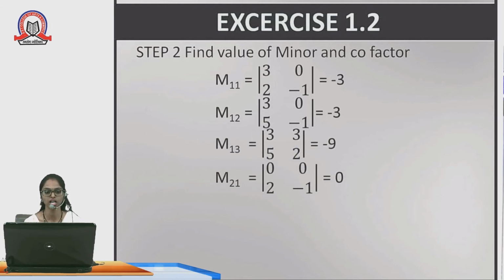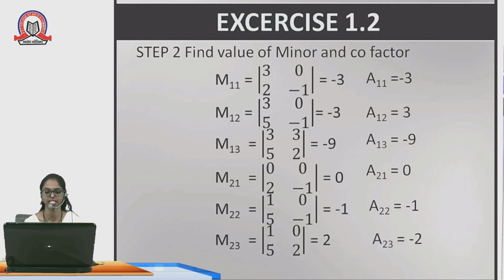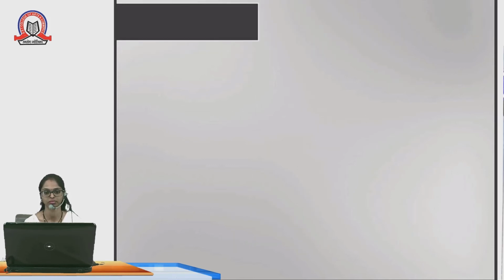Repeat this procedure up to the M33 element. My M13 element is minus 9, M21 element is 0, M22 element is minus 1, M23 element is 2. Similarly, A11 is minus 3, A12 is 3, then A13 element is minus 9, A21 element is 0, A22 element is minus 1, and A23 element is minus 2. Using the minor elements, we get the A elements.